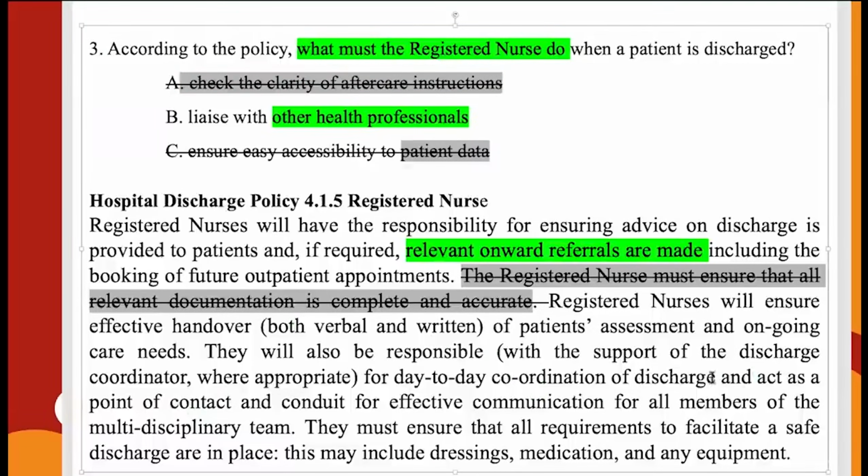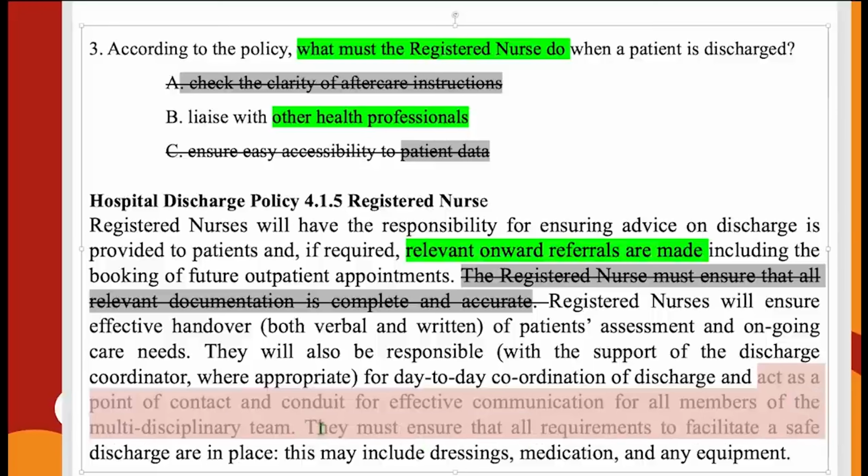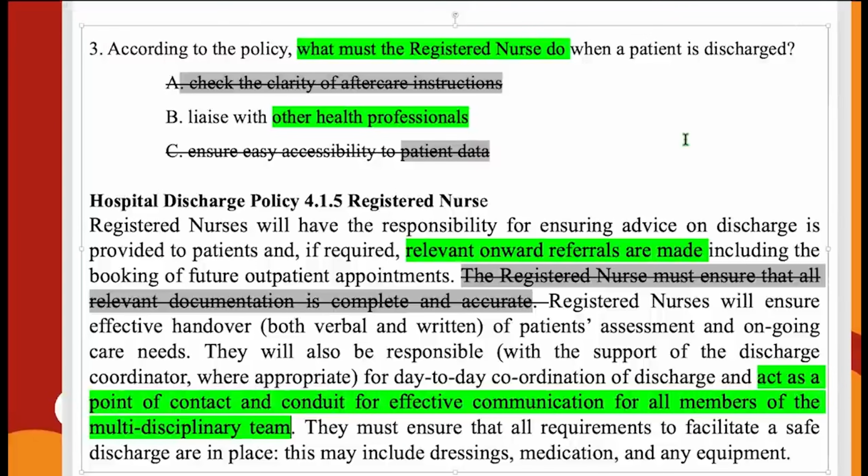Again, you should act as a point of contact and conduit for effective communication for all members of the multidisciplinary team. Does it include other health professionals than you? Again, as I said, it repeats. The answer is repeated again.